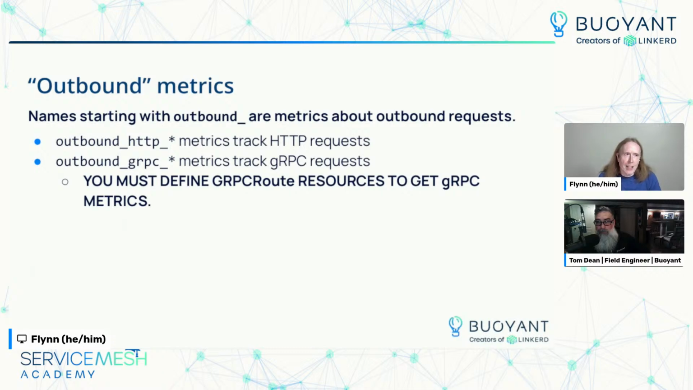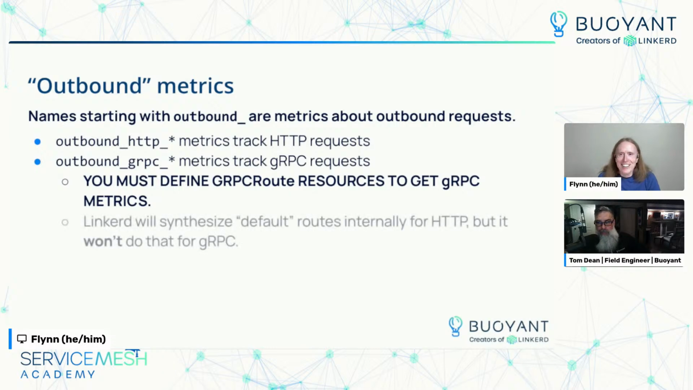I'm not going to lie, this one had me very, very confused while I was putting this demo together for a little while. I was really concerned. But where Linkerd can synthesize these default routes for HTTP, it does not do that for gRPC. It would be a little bit weird to try to guess what you wanted for gRPC. So we don't do that.